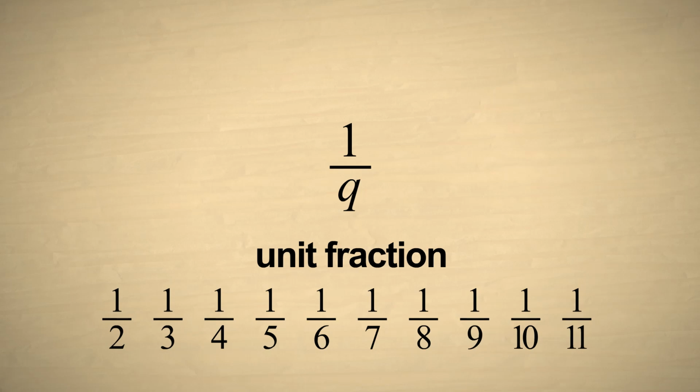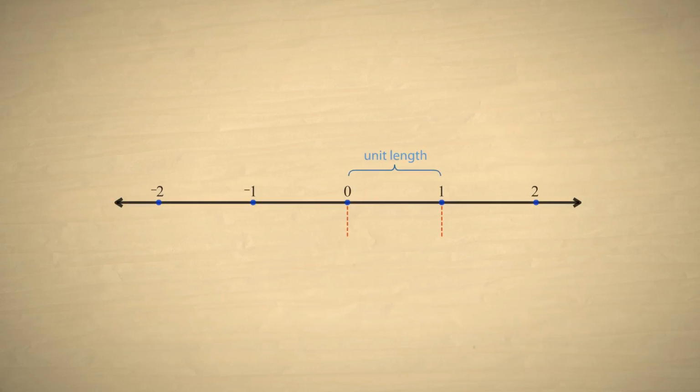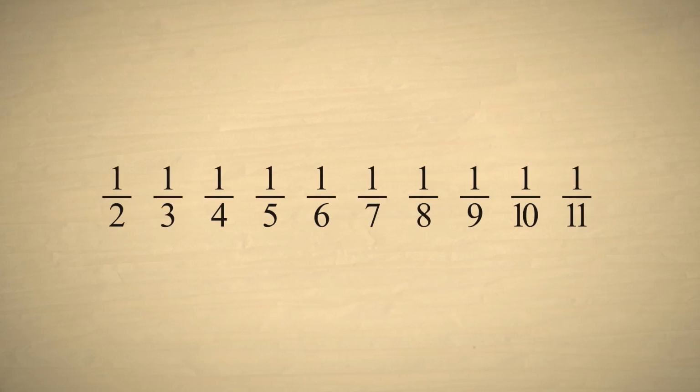The idea of a unit fraction is simple. If a unit length is divided into some number of equal pieces, a unit fraction represents the length of one piece. The denominator tells us how many of these pieces fit into one unit length. Unit fractions were easy for ancient people to understand since they, in effect, undid multiplication.